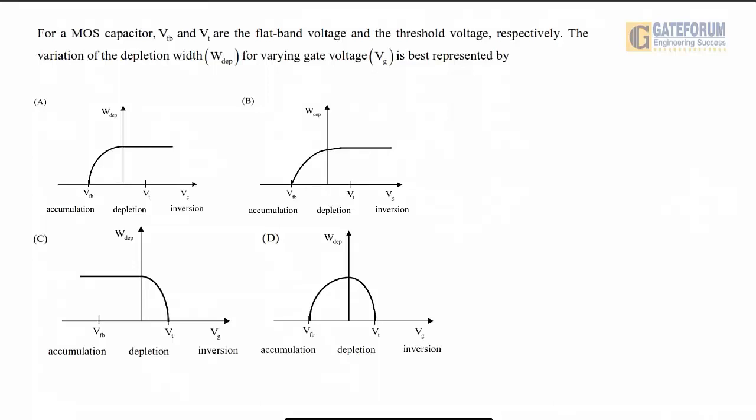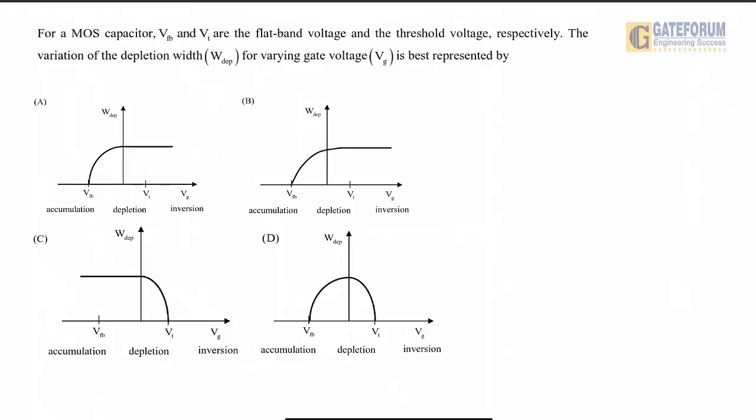So now here they are asking how this depletion region is varying with respect to the gate voltage. First of all, we know that this MOS capacitor works in three regimes of operation. One is called the accumulation regime, the second is called the depletion regime, and the third is called the inversion regime. And as we know, in the accumulation regime, there is no depletion region formed in the semiconductor or over the surface of the semiconductor. So that is the reason there is no depletion region in the accumulation regime.